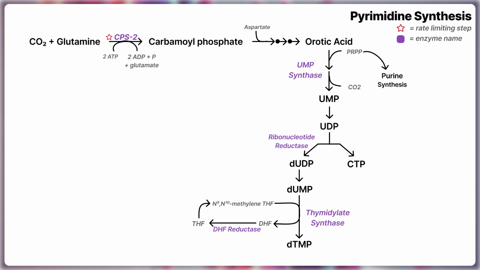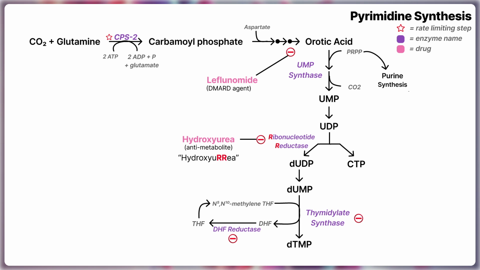Now the test writers will actually go further to test your knowledge. And the way they do this is by asking about drugs that inhibit key enzymes in this pathway. Starting off with leflunomide. This drug inhibits dihydroorotate dehydrogenase, which is the enzyme that converts dihydroorotate to orotic acid. Next, we have hydroxyurea, which is an antimetabolite that inhibits ribonucleotide reductase. An easy way to remember this is to pronounce it as hydroxyurea, emphasizing the double R for ribonucleotide reductase.